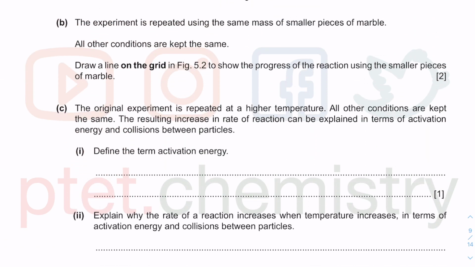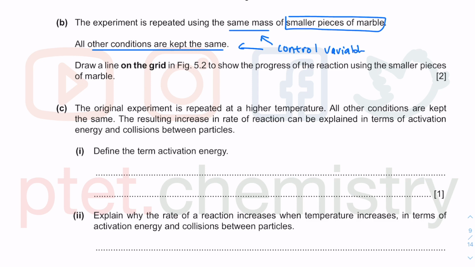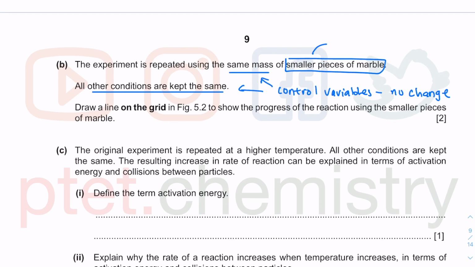Part B, this experiment is repeated. Same mass, smaller pieces of marble. All other conditions are kept the same. So these are your control variables because you keep them constant. So no change at all because you are just simply changing the surface area. The smaller pieces of marble will have a larger surface area, and that means the reacting particles have a larger point of contact that can collide more frequently. And if the reacting particles can collide more frequently, that means faster rate of reaction.